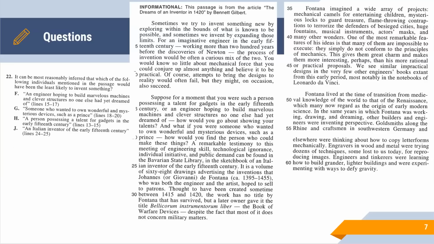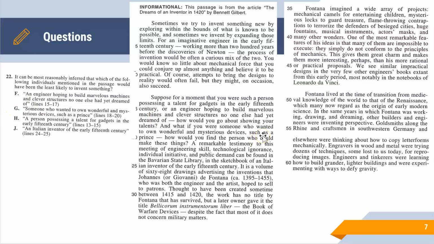Number 22 says, it can be most reasonably inferred that which of the following individuals mentioned in the passage would have been the least likely to invent something. Please pause and see if you can find the answer. The right answer here is G. Someone who wanted to own wonderful and mysterious devices such as a prince, lines 18 through 20.